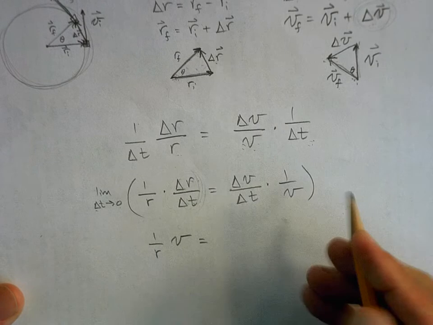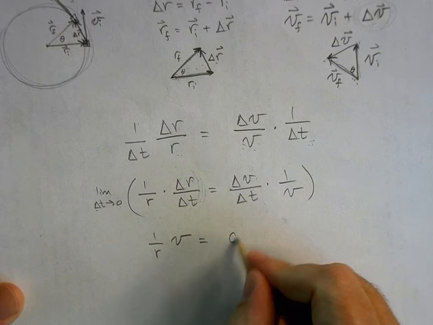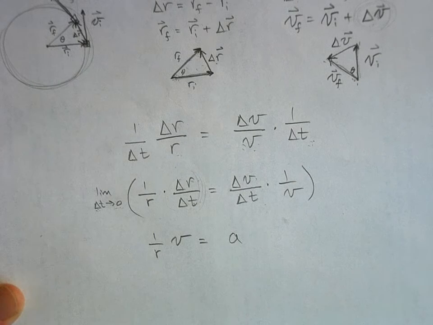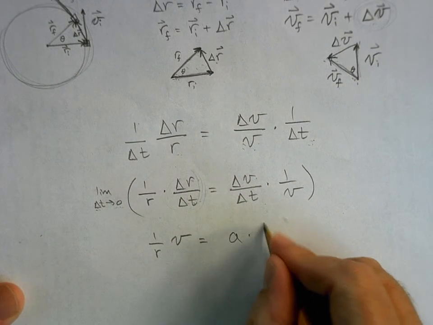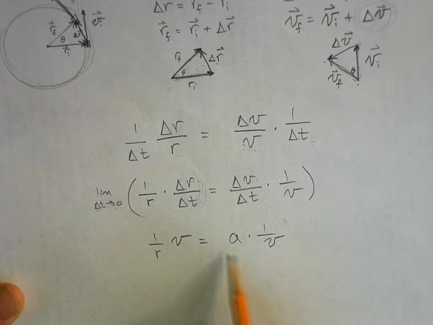Now, delta v over delta t. We have a name for delta v over delta t. What is that? Acceleration. And if we let the limit as delta t go to 0, that becomes our instantaneous acceleration times 1 over v. Now this is the acceleration I want to find.